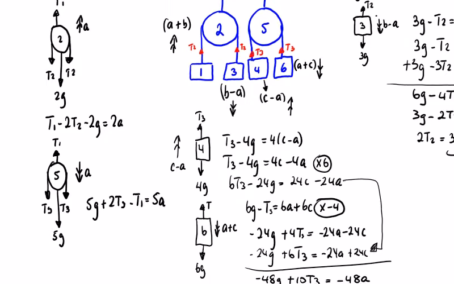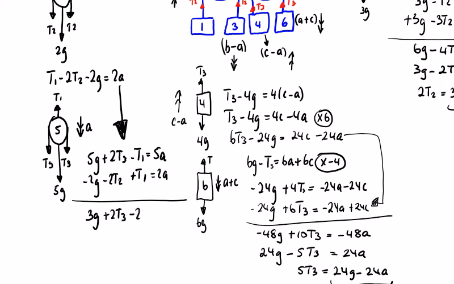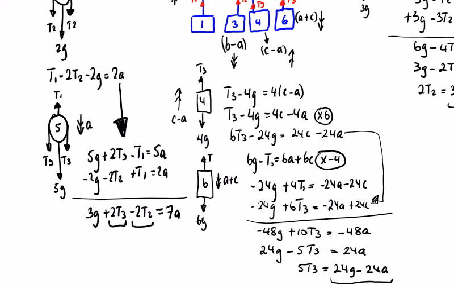And now I can combine these two equations and get rid of t1, and then I can replace t2 and t3 with the equations that we have already got. So I have a plus t1 from this one here, I have a minus 2t2 minus 2g, and I have a 2a. So I'm going to get 3g plus 2t3 minus 2t2 is equal to 7a. And now I have these in terms of g and a. Excellent. So now I can definitely get a.